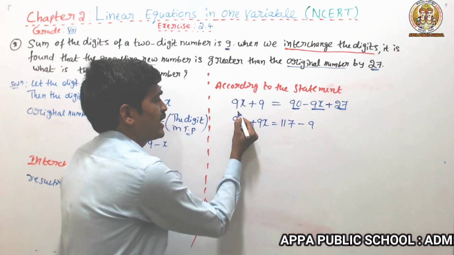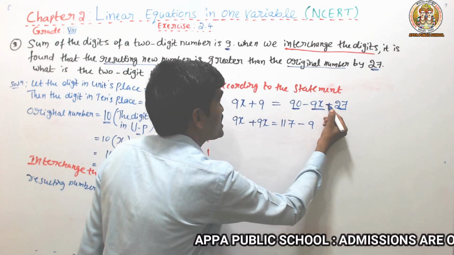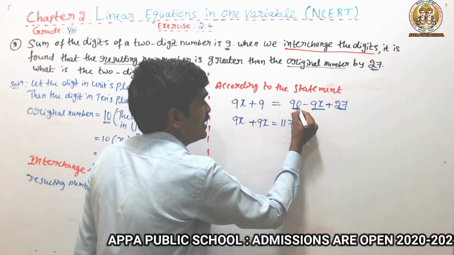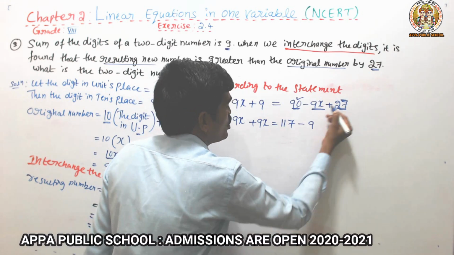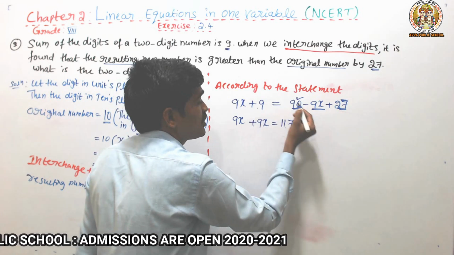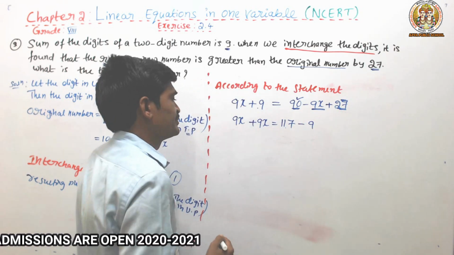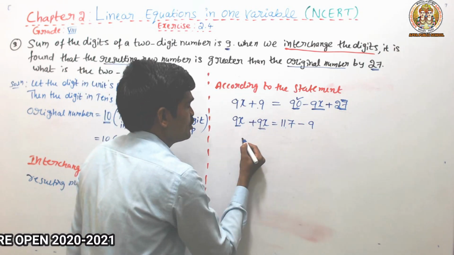I repeat, 9x keep as it is, minus 9x transferring to LHS, plus 9x. 90 plus 27 should be 117, plus 9 transferring to RHS, minus 9. So 9x plus 9x should be 18x.